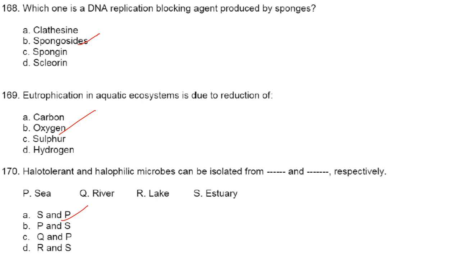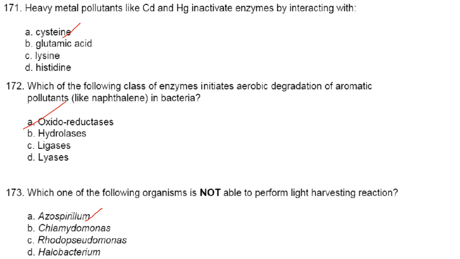Then halotolerant and halophilic microbes can be isolated from dash and dash respectively. So they can be isolated from option A, that is estuary, and C. Heavy metal pollutants like cadmium and mercury inactivate enzymes by interacting with cysteine. Answer is option A. Which of the following class of enzyme initiates aerobic degradation of aromatic pollutants like naphthalene in bacteria? Oxidoreductases. Answer is option A.